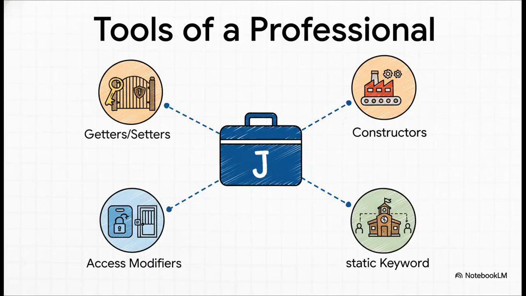And there you have it: getters and setters to control your data, constructors to guarantee a perfect start every time, access modifiers to define crystal clear boundaries, and the static keyword to share resources in a smart, efficient way. These aren't just four random features. They are the interlocking pieces of the puzzle that let you build robust, secure, and truly professional code.